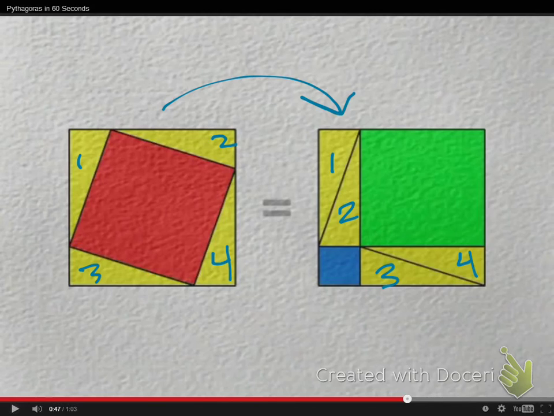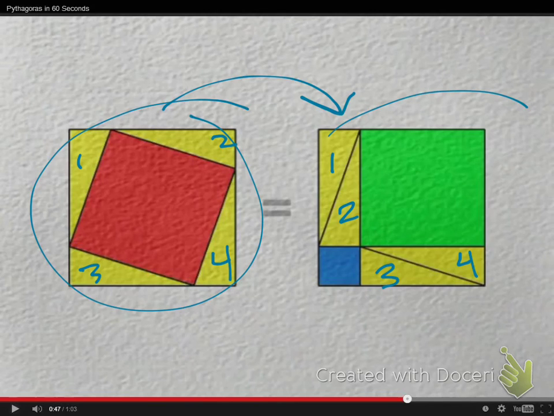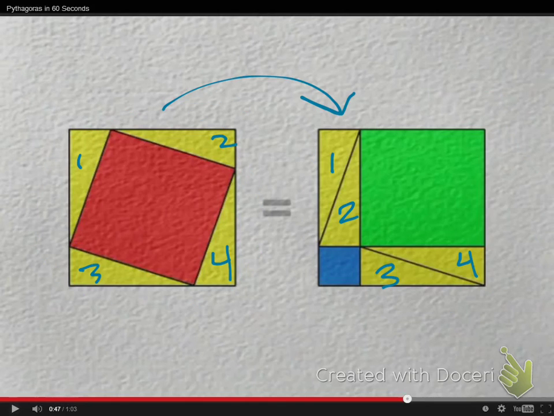Since the big squares are the same size, they must be the same area. And they have the same number of triangles that are all the same area. So that's telling me this red square must equal the areas in the blue and the green. These must add up to C squared.